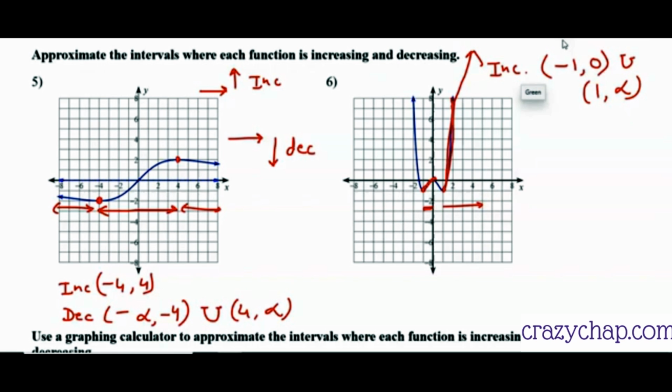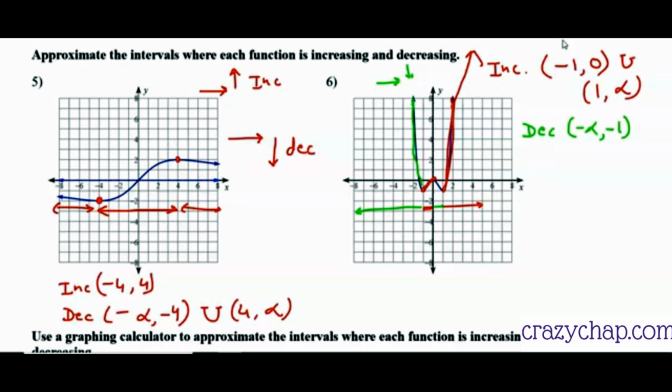Okay. So the decreasing function is from negative infinity to negative 1. These are x values, not the coordinates, and union from 0 to 1, that open interval. Good. Use the graphing calculator to approximate the interval where each function is increasing and decreasing.